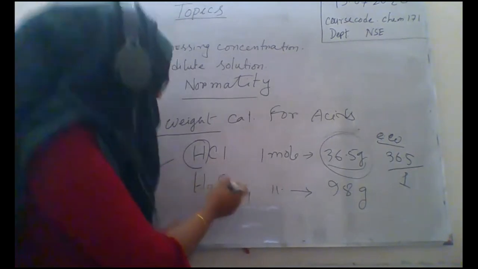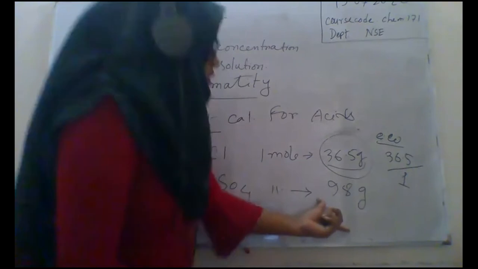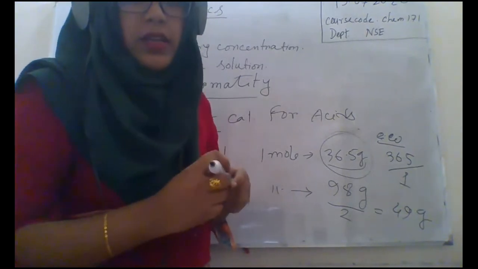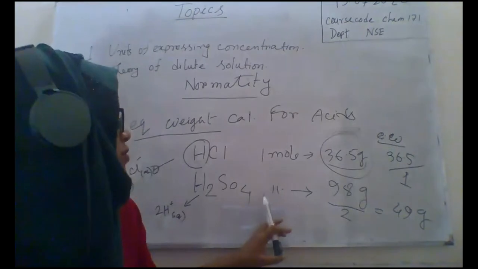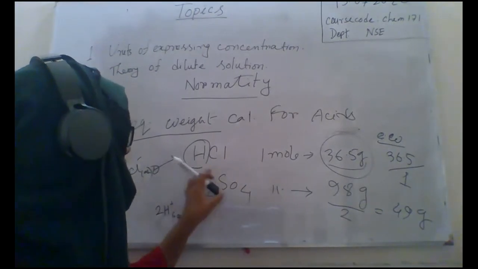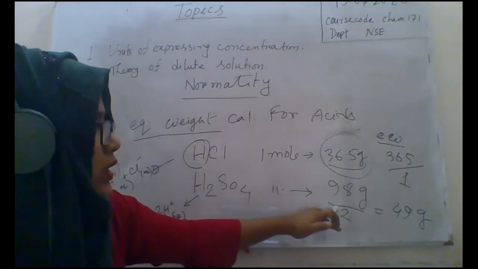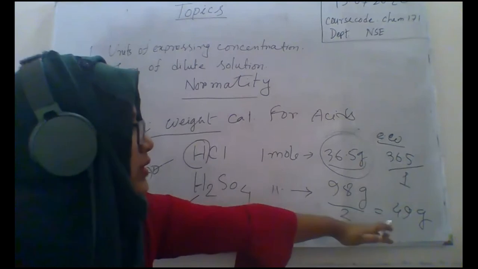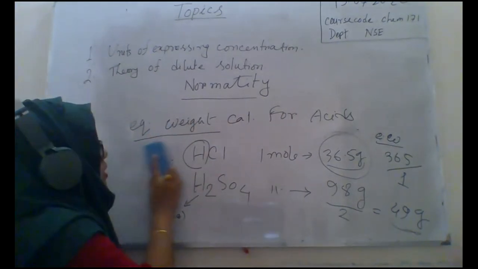But in the case of sulfuric acid, you can see there are 2 H+ ions, right? So what will be the equivalent weight? It will be divided by the equivalent number, 2, giving 49 grams. Is that clear? For an acid, the method to determine the equivalent weight is to consider the replaceable hydrogen ions present in the acid and divide by the equivalent number. Is there any confusion on this topic?